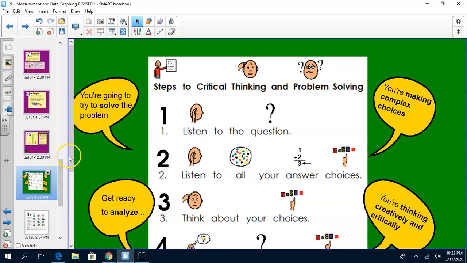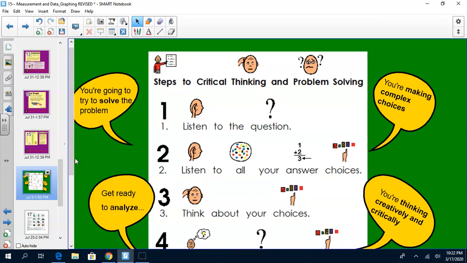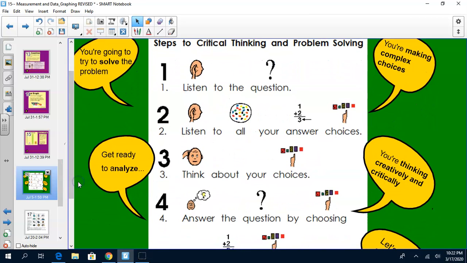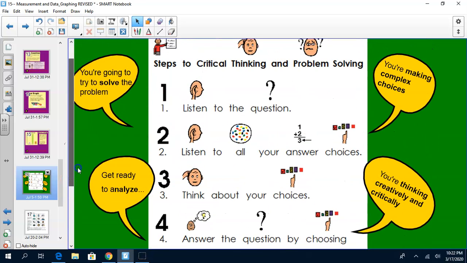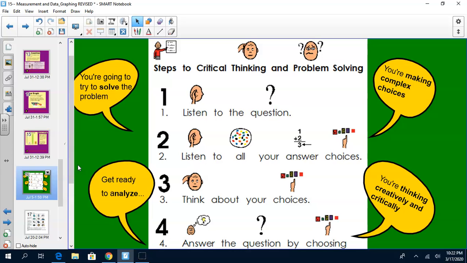Now it's time for some questions. So whenever I have questions, we want to think about our steps to critical thinking and problem solving. What do we have to do? First, we have to listen to the question, and we listen with our ears. We listen to all our answer choices. We think about our choices. Then we answer the question by choosing one of the answer choices. So with all these things you're doing, you're also problem solving, you're thinking creatively and critically. So I want you to use all of these skills and show your family what you can do.